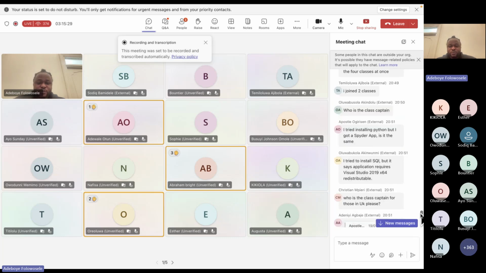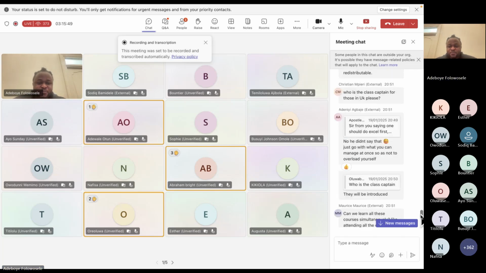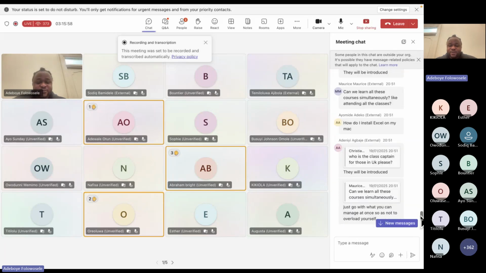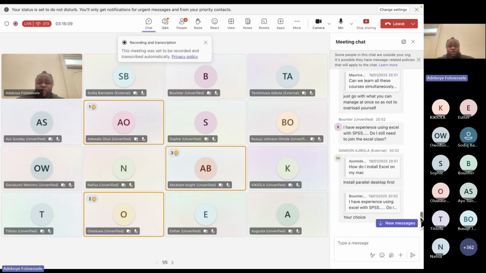Then I tried installing SQL, but it says the application requires Visual Studio. Don't worry, all those of you having challenges with installing SQL, I have said it. I will install it for you in the class on Sunday. So you don't need to ask again. I'm going to skip any question on SQL. The class captains are there, whether you are in the UK, in Nigeria, or in Canada. The class captains are for everybody. Just chat them up on WhatsApp. I have experience using Excel with SPSS. Yeah, it depends on you. You might decide not to.